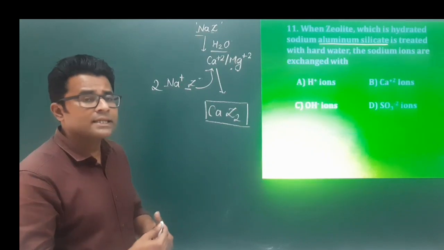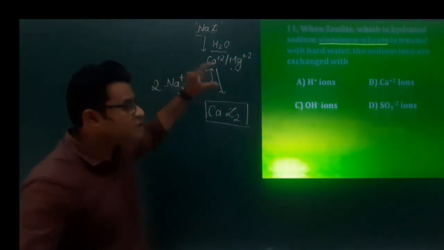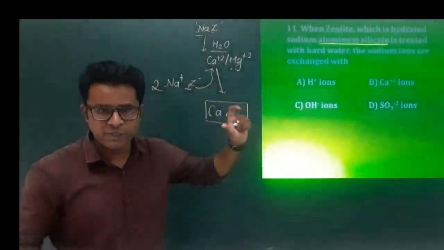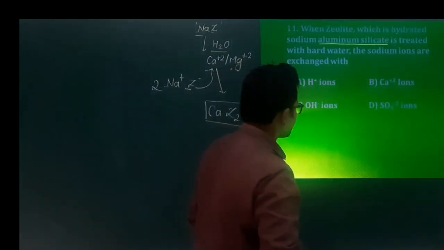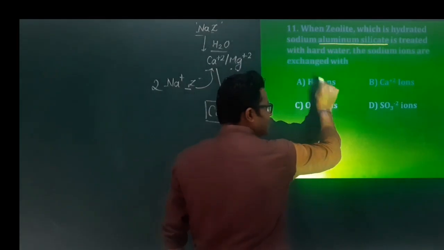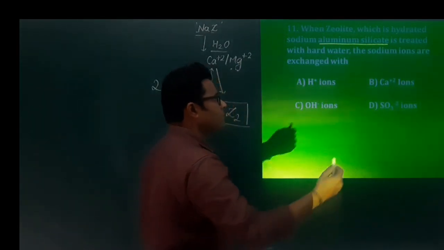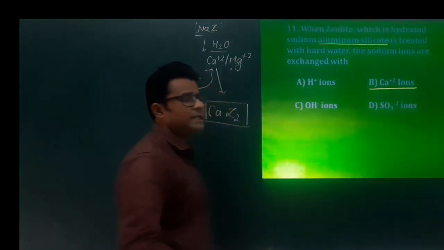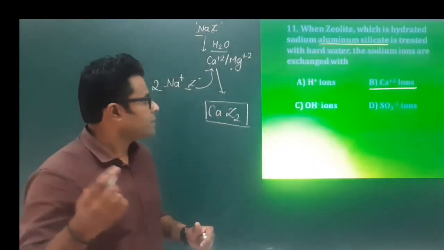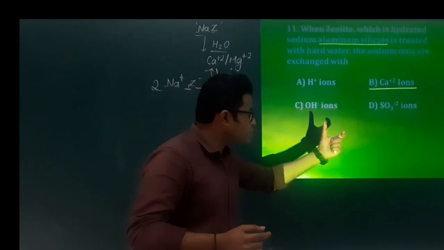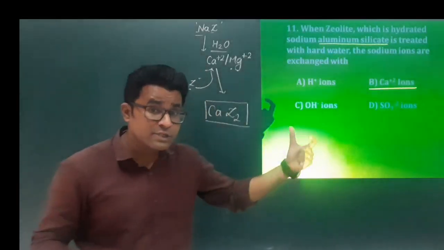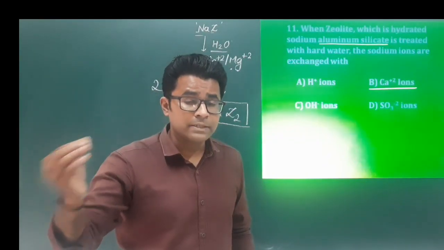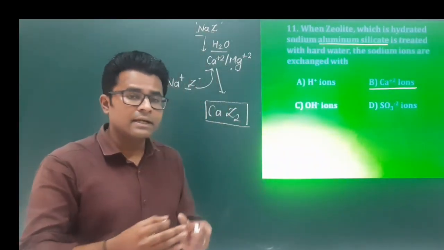So we can say that sodium ions are exchanged with ions of calcium as well as magnesium. Let's check here. H plus ion, no, it is not going to be exchanged. The next option is B, that is the calcium plus 2 ions. While OH minus ions and SO3 minus 2 ions are exchanged in ion exchange methods, that is a synthetic ion exchange.